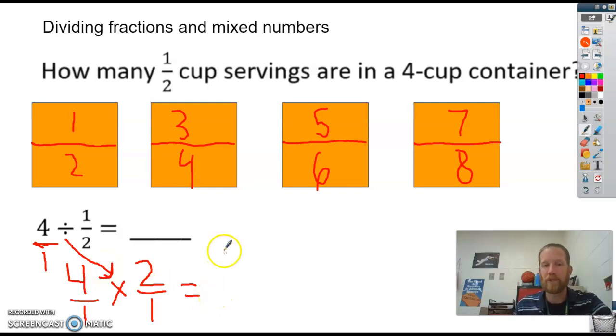Now I have a multiplication problem, and I can just multiply as I normally would. Numerator times numerator, denominator times denominator. So 4 times 2 is 8, 1 times 1 is 1. And so how many servings do I have? Well, I have 8 servings.